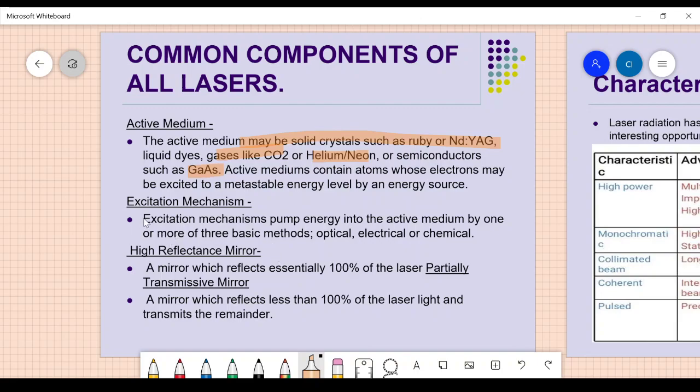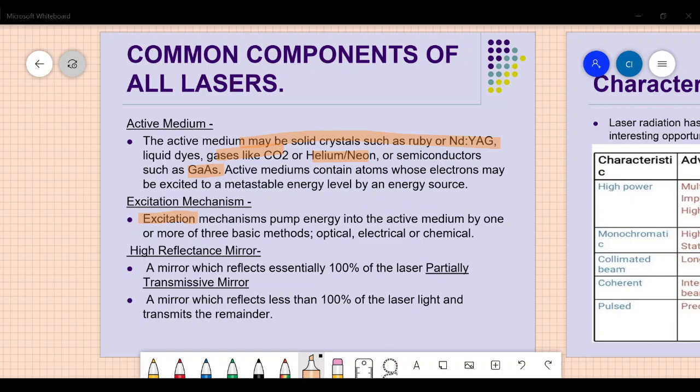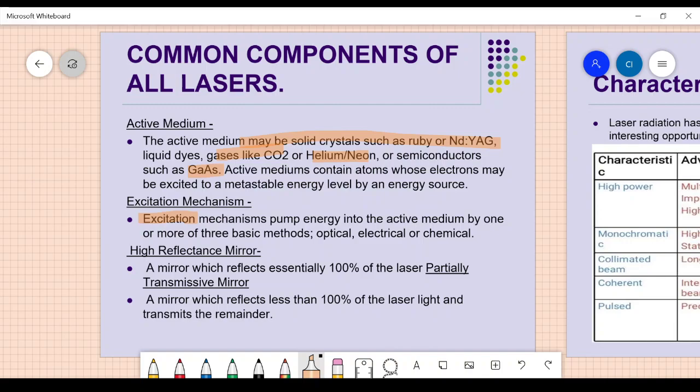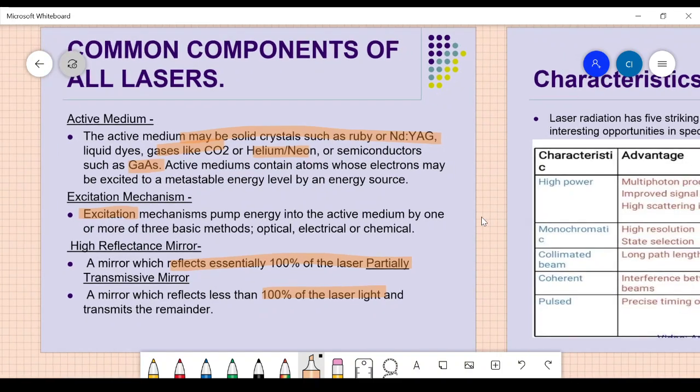And then you have to excite it. We are going to see how excitation brings about the change in the emission pattern, and the change in population of the ground state and the excited state. And then you have a reflecting mirror which reflects essentially 100% of the laser light, and a mirror which partially transmits. So this you don't need to bother about.